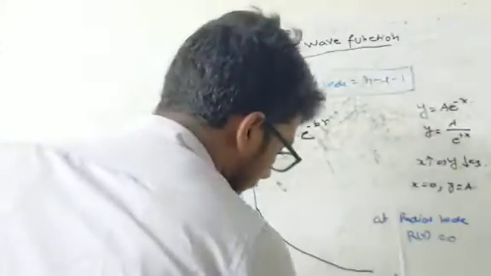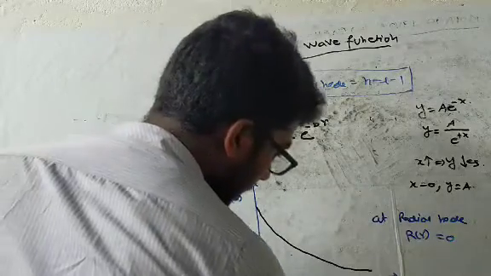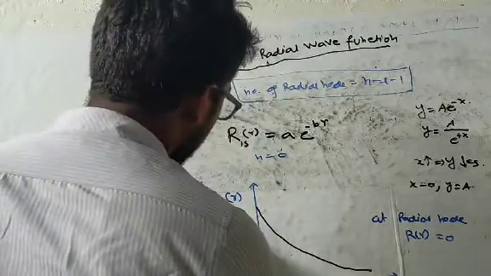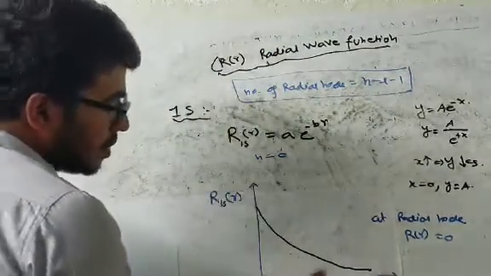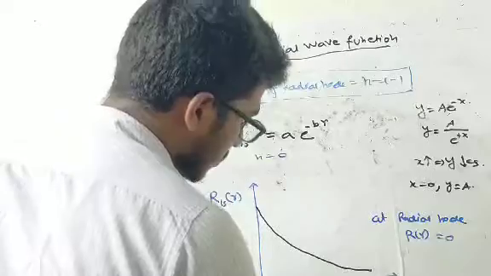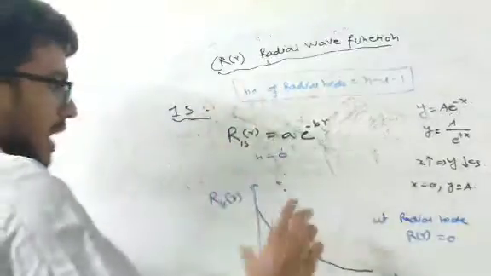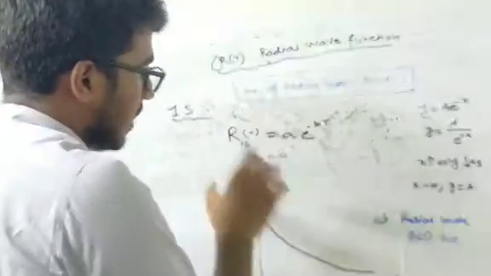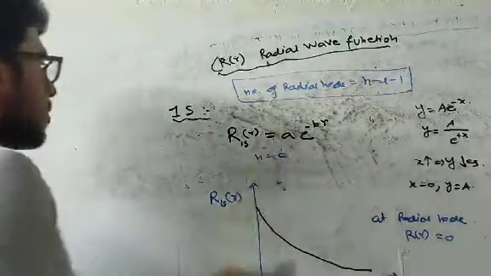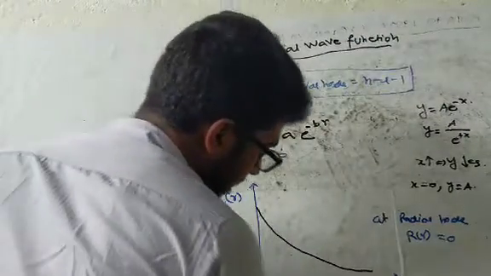R(r) equal to 0 means this point should lie on the r axis, where every point present on the r axis has the R(r) value equal to 0. So the radial part is 0 for all the points on the r axis. That means if the R(r) value is 0, the curve should cut the r axis. But as there is no node for the 1s orbital, there is no radial node, so for the 1s orbital the graph will never touch the r axis.